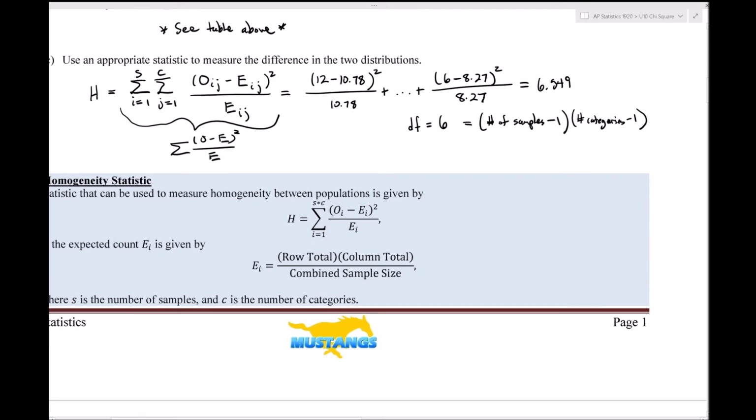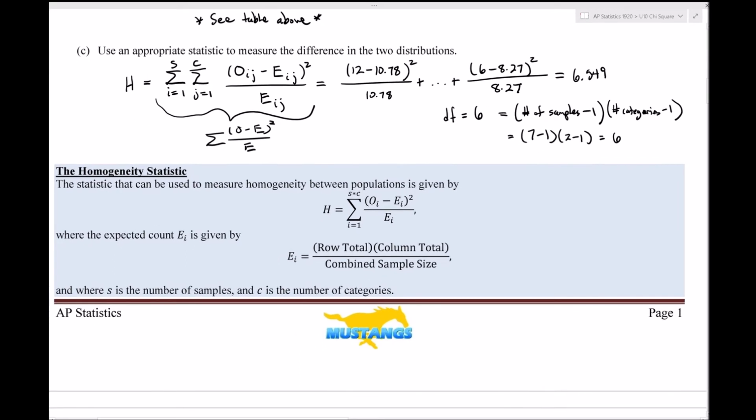So 7 minus 1 times 2 minus 1. 7 minus 1 multiplied with 2 minus 1, which is 6 times 1, is where we're getting that from. So you take each of those two dimensions, number of rows and number of columns. You subtract 1 for either, and then you multiply those two resulting values after subtracting 1 from each.